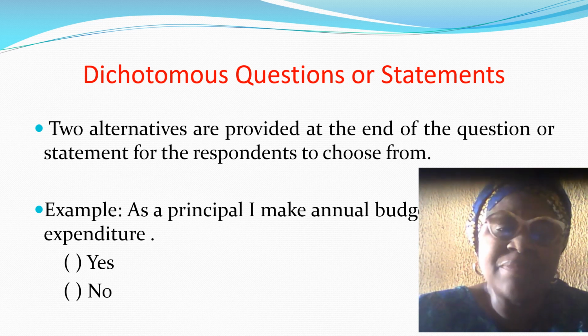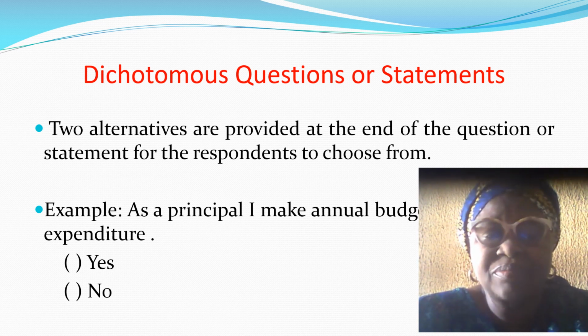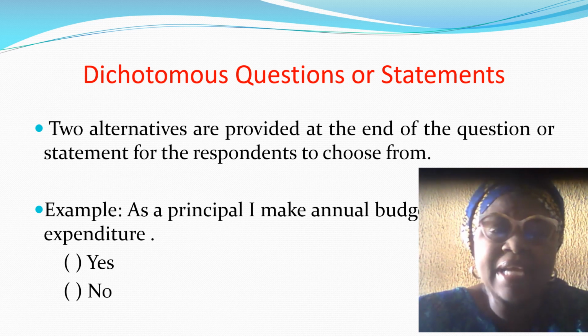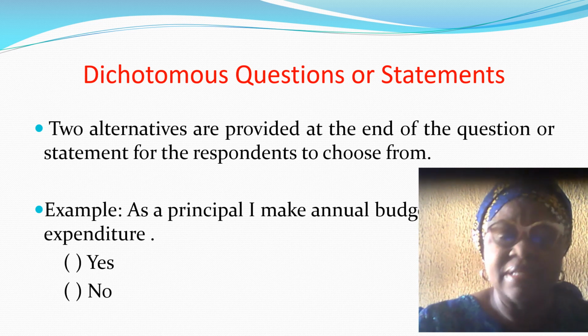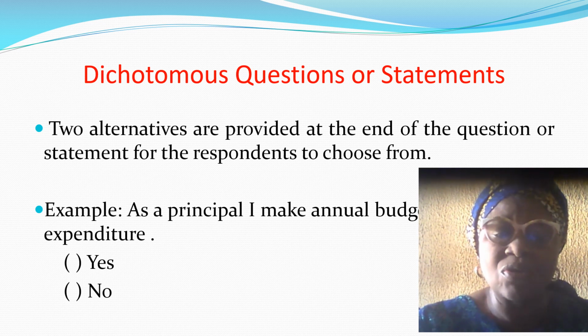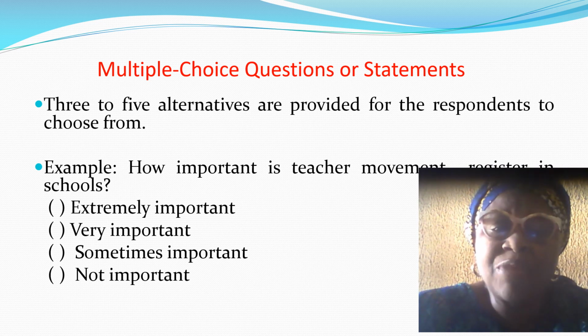Dichotomous questions or statements, these are when we have a statement and two alternatives are provided for the respondents to choose from. Example: as a principal, I make annual budgets for the school expenditure. The principal will answer either yes or no, depending on how she feels she has been doing her work. Then we have multiple choice questions or statements.